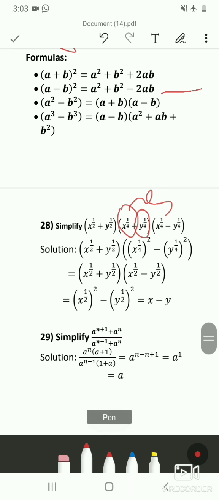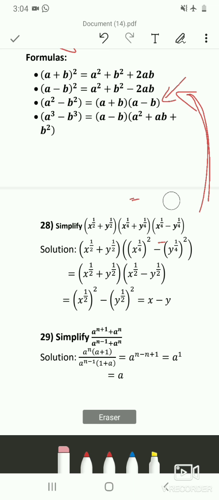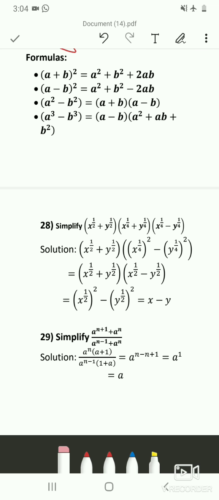this formula, that is a square minus b square is (a plus b) into (a minus b). So this term is in the form of (a plus b) into (a minus b). Here a is nothing but x raised to 1 upon 4 and b is y raised to 1 upon 4. So you can write it as a square minus b square, that is this formula.